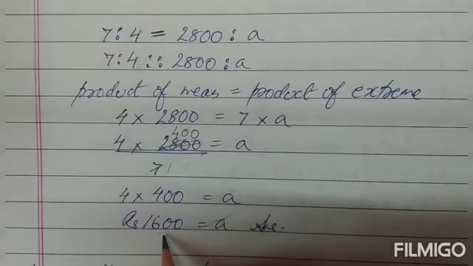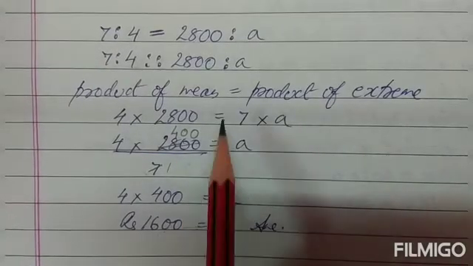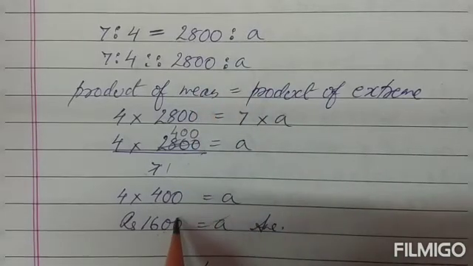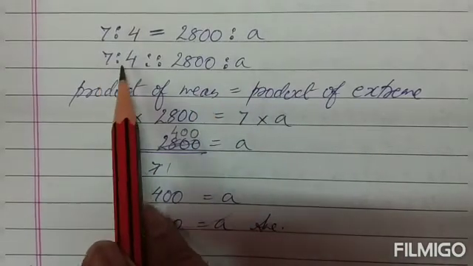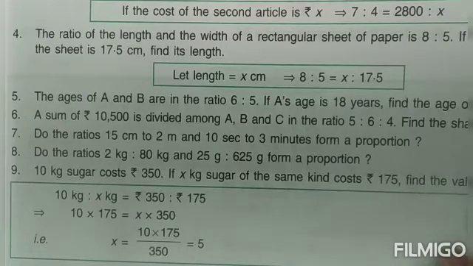Now if you want to check your answer, children, you can divide 2800 by 1600. You will come across the same ratio, that is 7:4. Let us start with the next question.